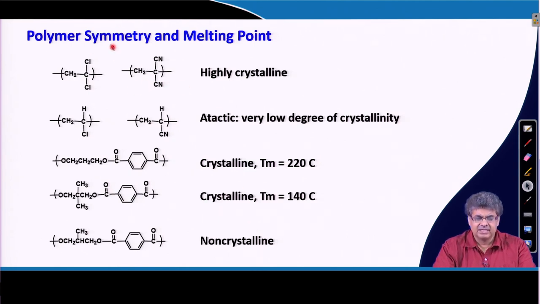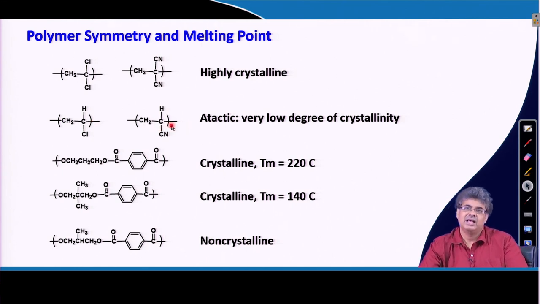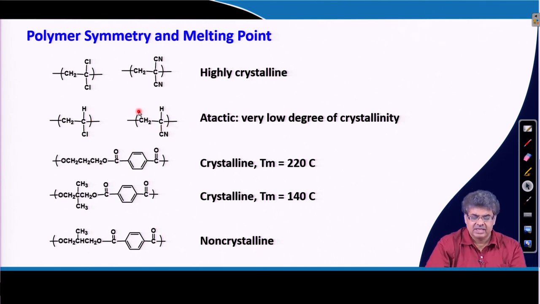Similarly, if we compare symmetry and melting point, we can see that if the molecule has much more molecular symmetry, in this case this is highly crystalline, but in this case the symmetry is lost, one is hydrogen, another is Cl. Similarly, in this case this is CN and H, and if they are atactic, then it has a very low degree of crystallinity. If they are isotactic, there is a possibility that it will have crystallinity.